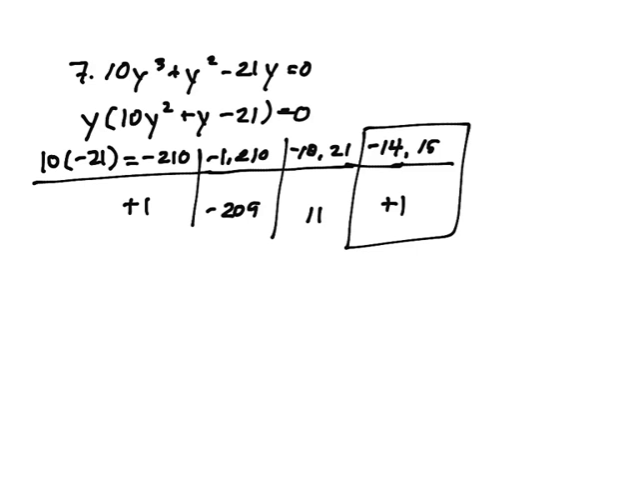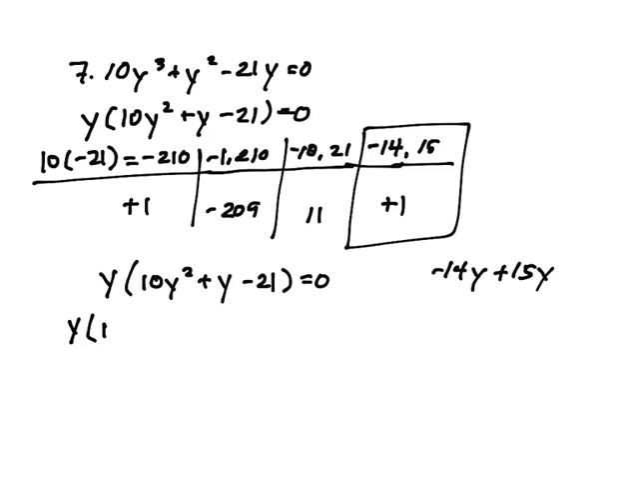We found our factors. Okay, so we have y and then 10y squared plus y minus 21 equals 0. I'm going to split that middle term up as negative 14y plus 15y. So we have y and then 10y squared minus 14y plus 15y minus 21 equals 0. Let's go ahead and group the two. And then let's think about what we have to factor out. So we know we have to factor out a y.